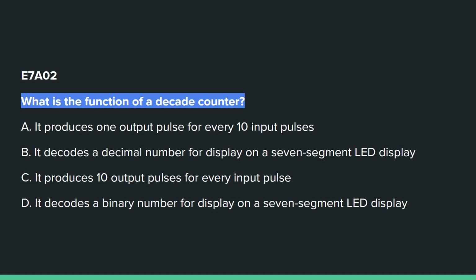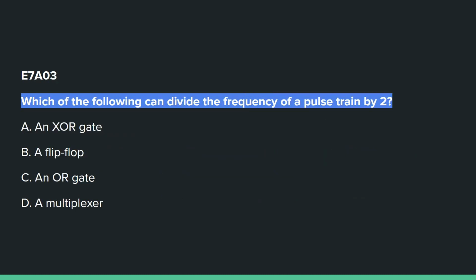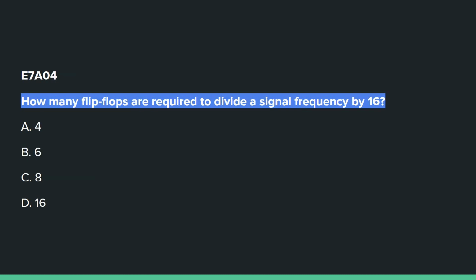E7A02, what is the function of a decade counter? A, it produces one output pulse for every 10 input pulses. E7A03, which of the following can divide the frequency of a pulse train by 2? B, a flip-flop. E7A04, how many flip-flops are required to divide a signal frequency by 16? A, 4.